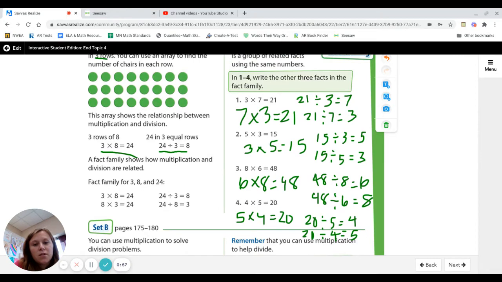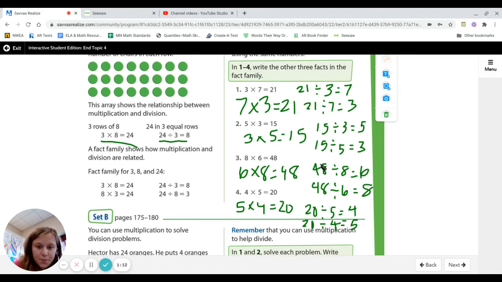So for 3 times 7 is 21, we would add 7 times 3 is 21. 21 divided by 3 equals 7. 21 divided by 7 equals 3. 5 times 3 equals 15. 3 times 5 equals 15. 15 divided by 3 equals 5. 15 divided by 5 equals 3.